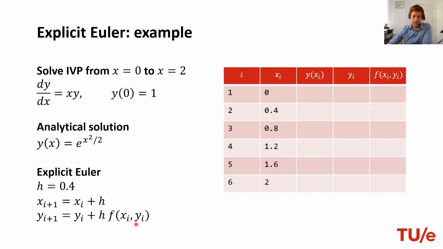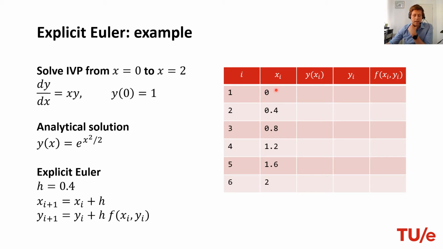Okay, so let's apply this now. We take a step width of 0.4. That means that we come up with a total of 6 points divided over the interval from 0 to 2. And you see that the values for xi are as follows. So we have 0, 0.4, 0.8, 1.2, 1.6, and 2.